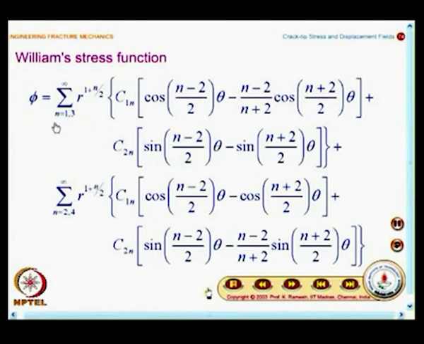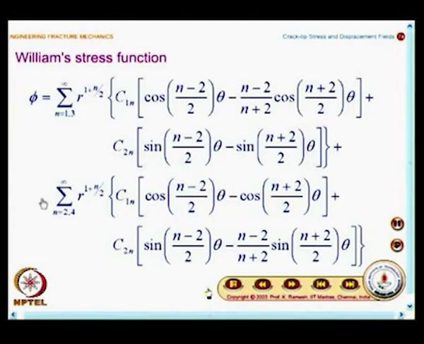has two summation series, one series when n equal to 1, 3, 5 odd numbers, another series when n are even numbers 2, 4, 6 etc. And the first series is like this, r power 1 plus n by 2 multiplied by C1n cos of (n minus 2)/2 theta minus (n minus 2)/(n plus 2) cos of (n plus 2)/2 theta, plus C2n multiplied by sin of (n minus 2)/2 theta minus sin of (n plus 2)/2 theta.